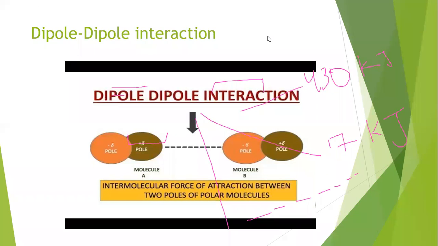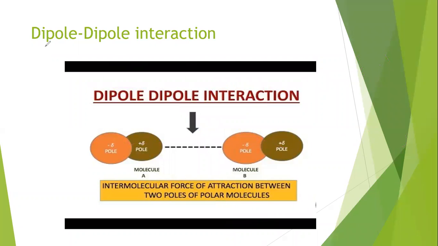In a dipole-dipole interaction, by the name you easily get the point that dipoles will be formed. Due to the formation of that dipole, there is an interaction. As we know, there is attraction between opposite charges. If there is a positive charge, it will attract the negative charge. So due to the attraction of positive charge towards negative and negative charge towards positive, they make weak intermolecular forces.